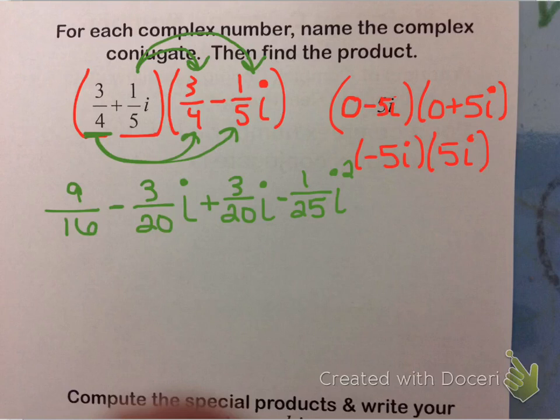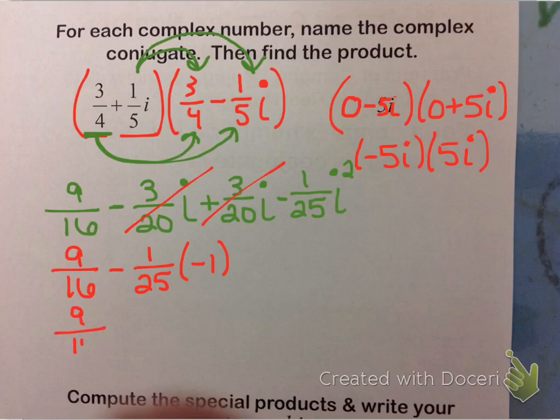So once again, these two terms are going to cancel. They're opposites of each other. And so I've got 9/16 minus, and then I've got my 1/25 right there. And my i squared is going to become that negative 1. And so then I have 9/16, and it becomes plus 1/25.